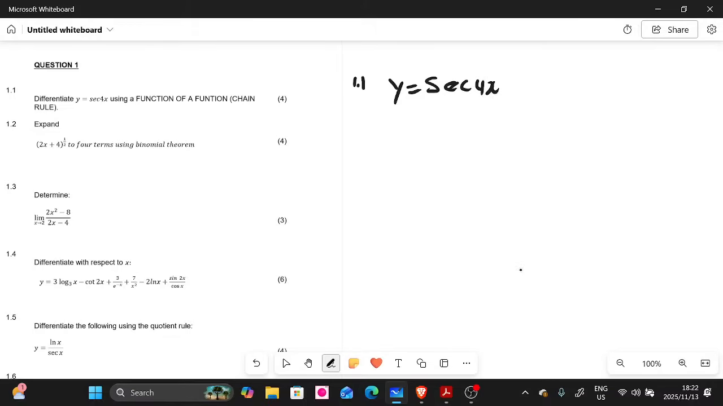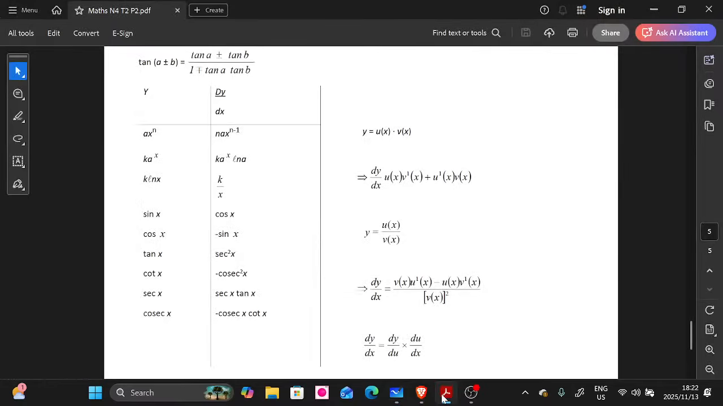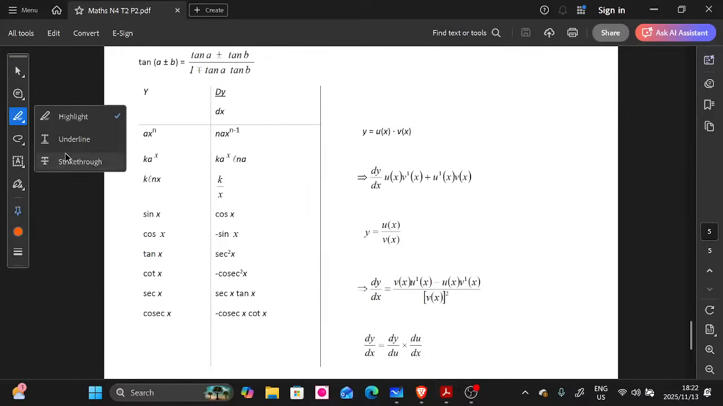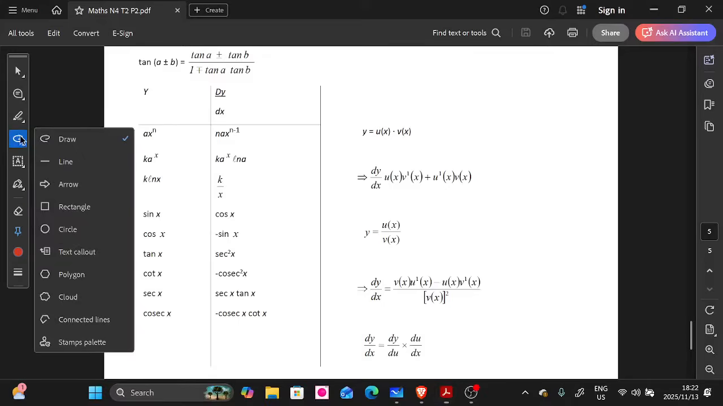4x. So they want us to use chain rule or function of a function, right? So function of a function and chain rule is one and the same thing. Now there is a formula that you need to know when you use this. So let me go to the formula sheet and show you which formula you're supposed to use here. Right. So here's our formula sheet here. I'm gonna show you the formula for chain rule. Right. So the formula for chain rule, guys. Let me find something to write with.